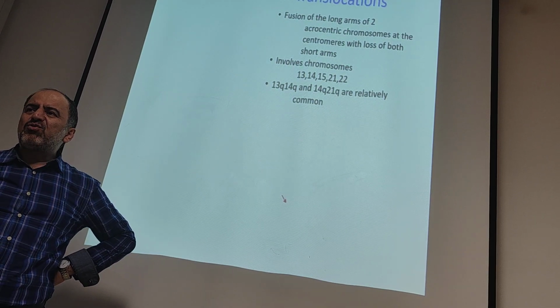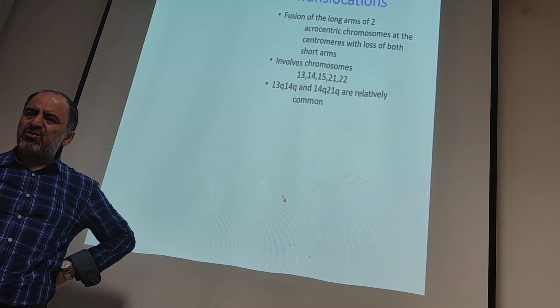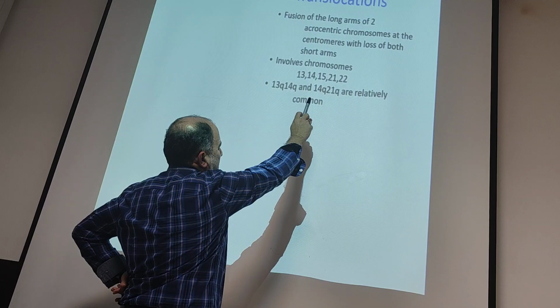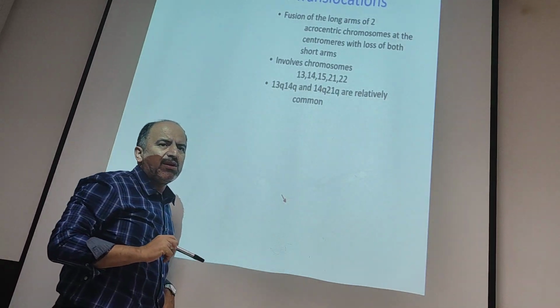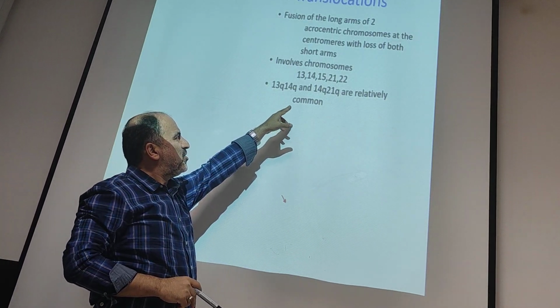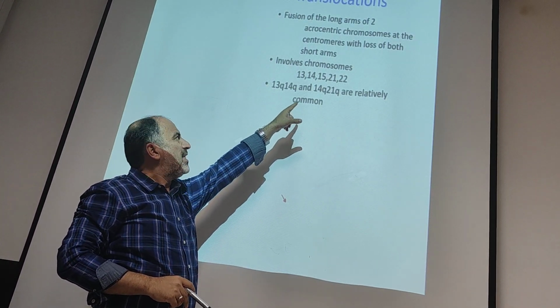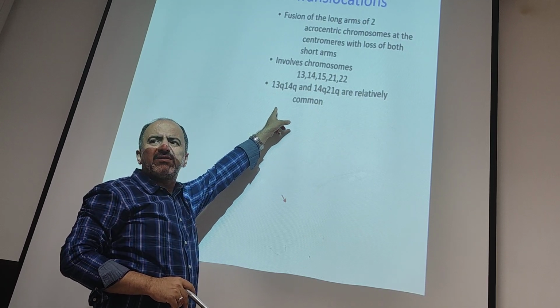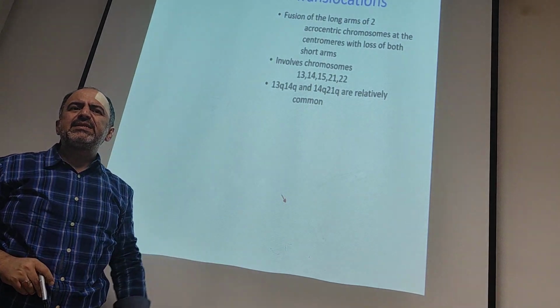Okay, let's go for acrocentric chromosomes. Chromosomes 13, 14, 15, 21, and 22. And the common ones are 13 and 14, or 14 and 21. This one results in Down syndrome. This one may result in trisomy 13.